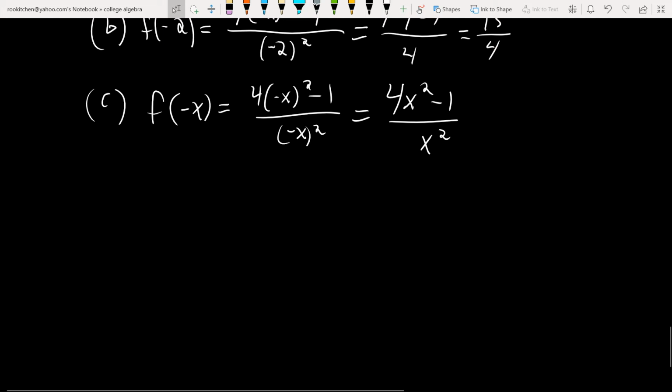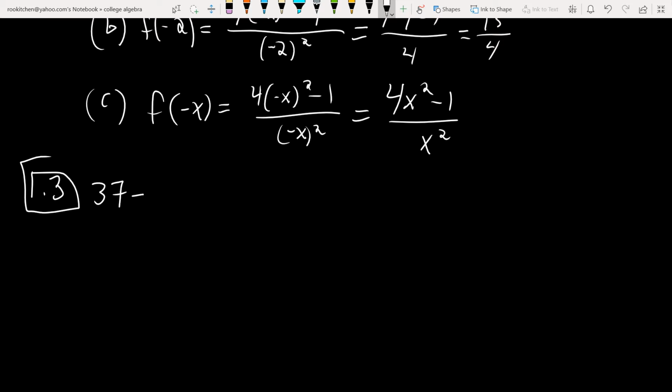Okay, let's move on to 1.3. In 1.3, we introduce the idea of even and oddness. There are also piecewise functions and some more with evaluating functions. So let's take a look. In particular, I want problems like 37 to 47, 59 to 69, all odd, and then 71 to 85, odd.